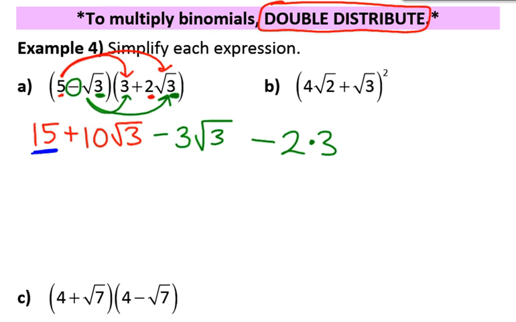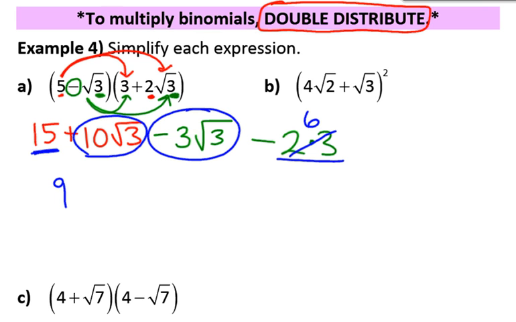15 has no radical with it, and neither does this because that's going to become 6. So 15 minus 6 would then become 9. And then we also have 10 root 3 minus 3 root 3. Those are like terms, so 10 minus 3 is 7. So this would be plus 7 root 3, and this would be our final answer.